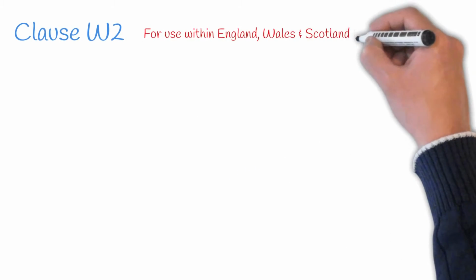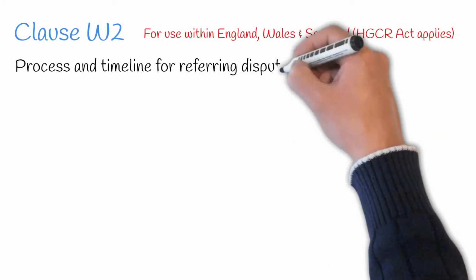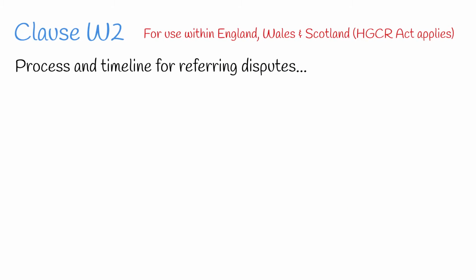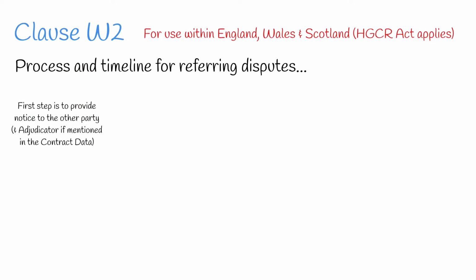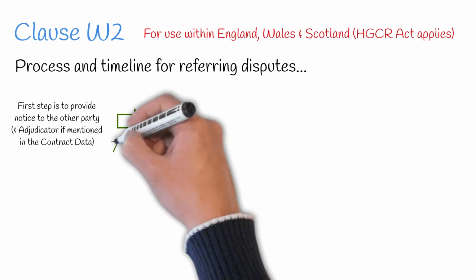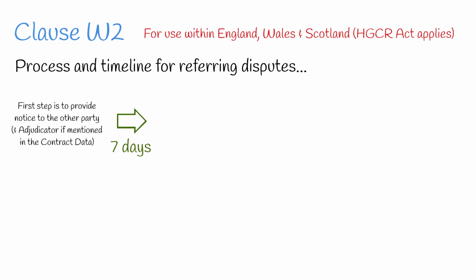As we're being biased, we're going to look more deeply into Clause W2 for use within England, Wales and Scotland. Clause W2 provides a process and timeline for referring a dispute to adjudication. The first step to referring an adjudication is to provide a notice to the other party. If there is a named adjudicator in the contract data, they should also receive a copy of this notice. The referring party then has 7 days from notice of adjudication to refer the dispute to the adjudicator.